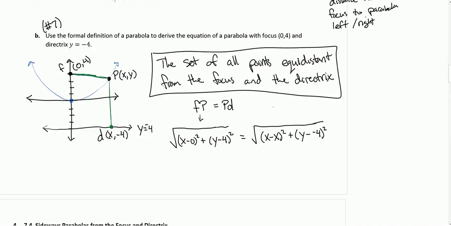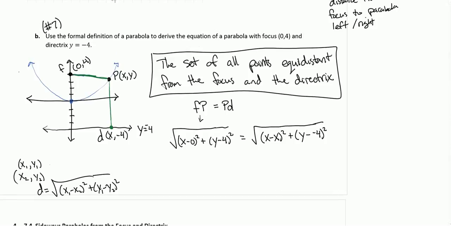Remember the distance formula in general between x1, y1, and x2, y2, the distance between them, d, is going to be the square root of the quantity. You subtract your 2 x values squared plus you subtract your 2 y values and square it. So that's what we're using to set this equation up. And so from this equation we're going to be able to derive our equation. So square both sides to get rid of the square root.